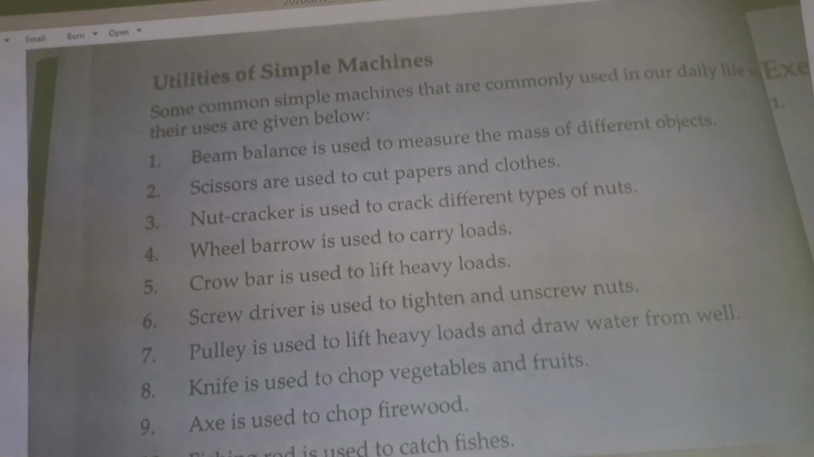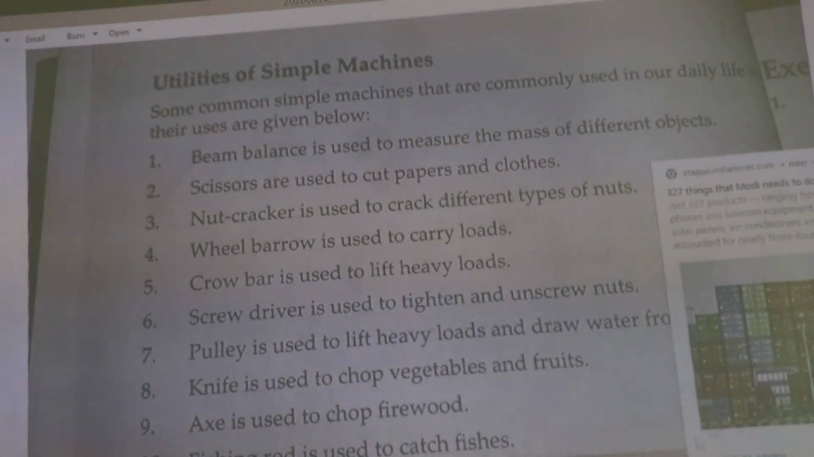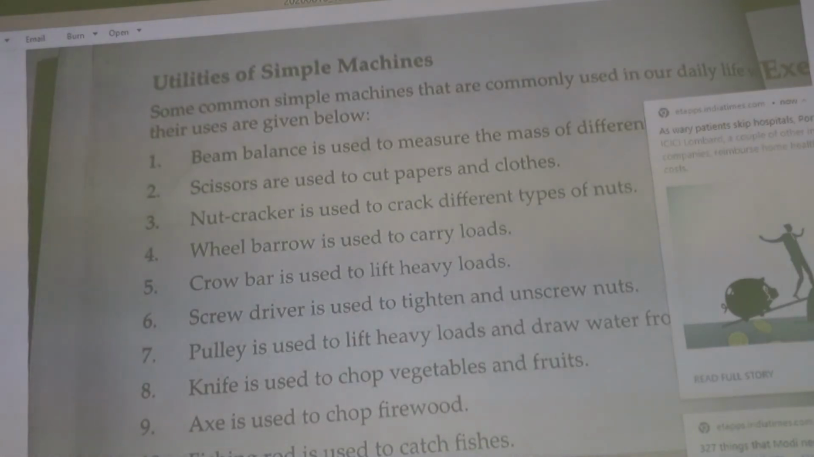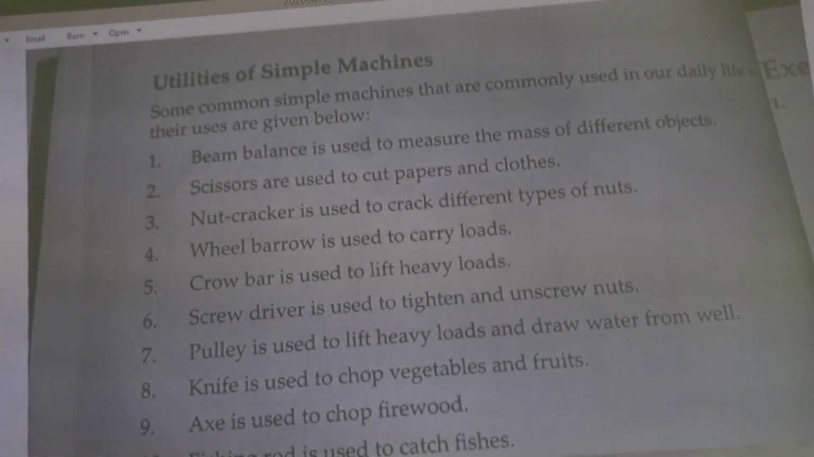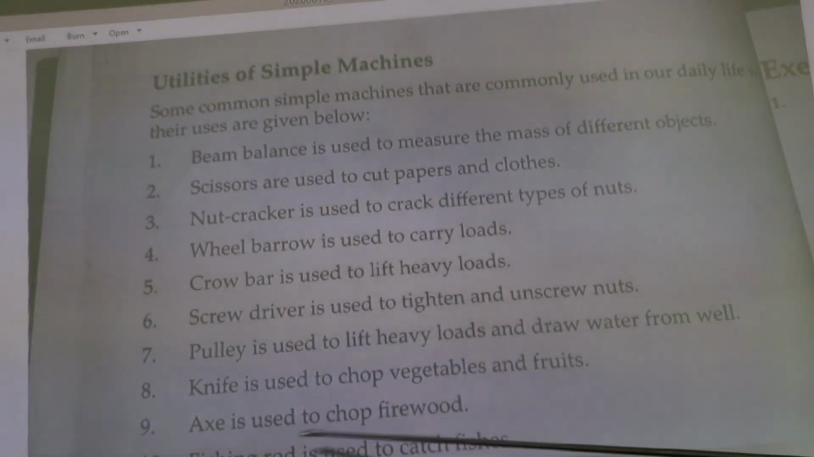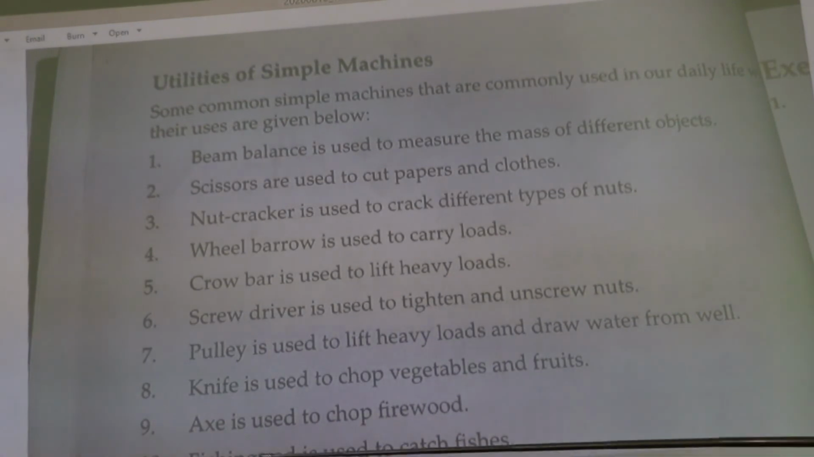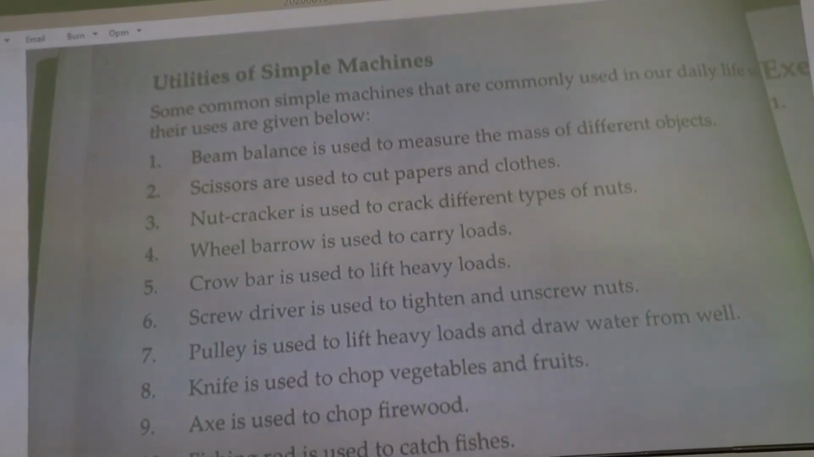Number 3, knot cutter is used to crack different types of knots. Number 4, wheelbarrow is used to carry load. Number 5, crowbar is used to lift heavy load. The 6th point, screwdriver is used to tighten and unscrew screws. Number 7, pulley is used to lift heavy load and draw water from the well. Knife is used to chop vegetables and fruit. Axe is used to chop firewood. And number 10, fishing rod is used to catch fish.